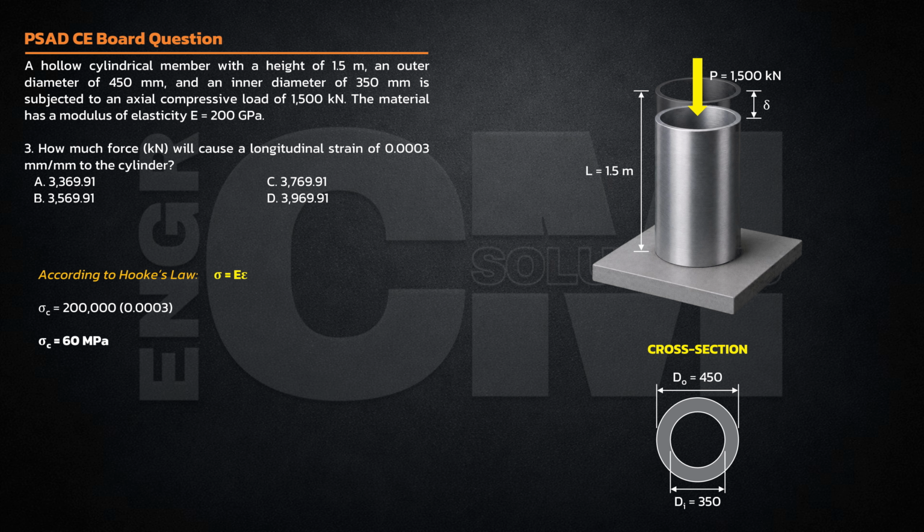The force is what we're looking for. We know that stress is force over area, so force is stress times the gross area. The stress is 60. Gross area is pi/4 times outer diameter squared minus inner diameter squared. The result in newtons, we just divide by 1,000 so the result is in kilonewtons: 3769 kilonewtons.